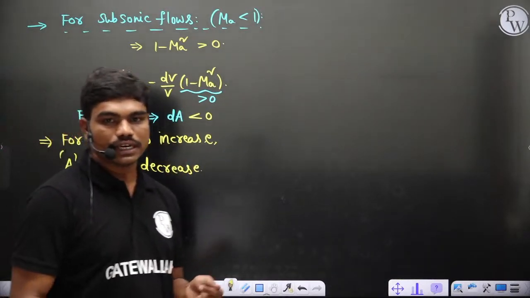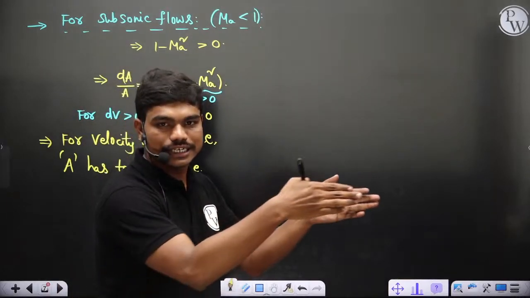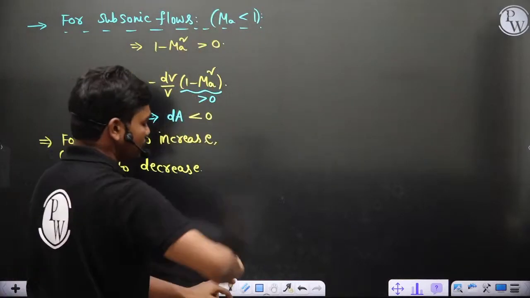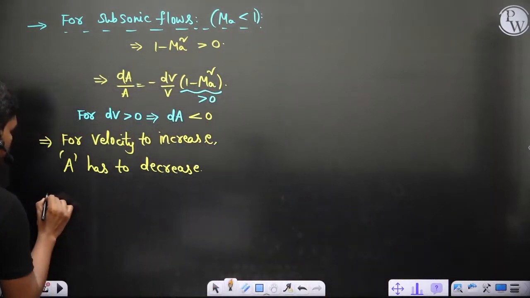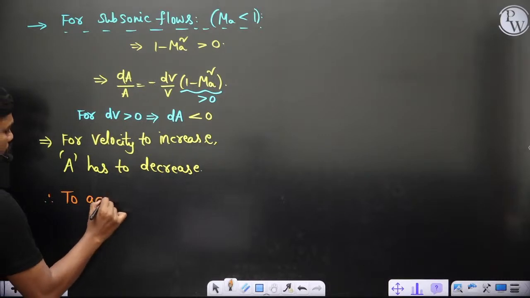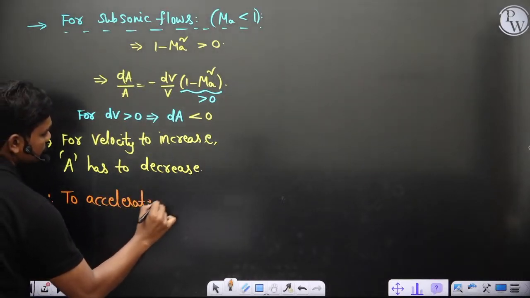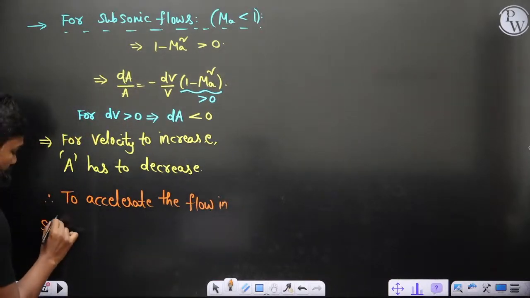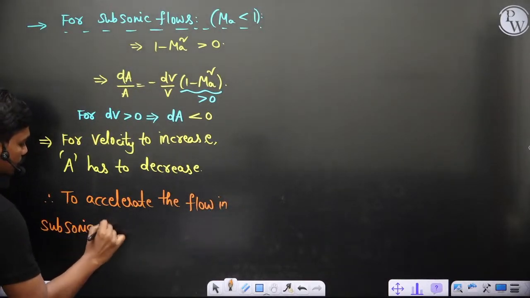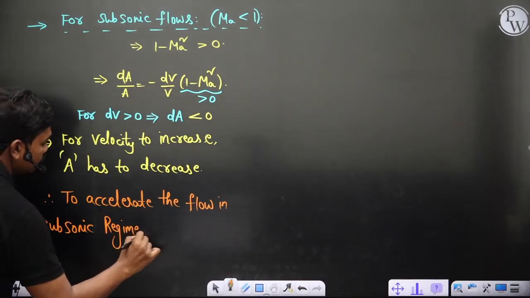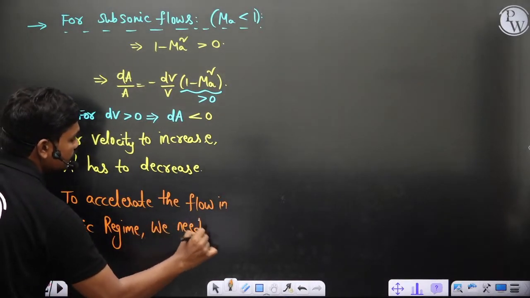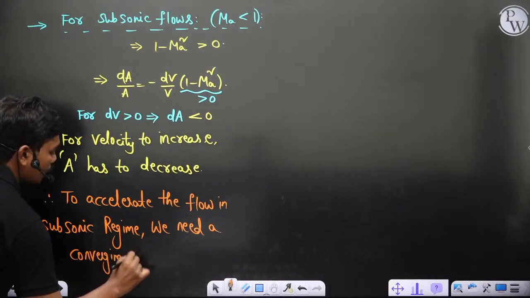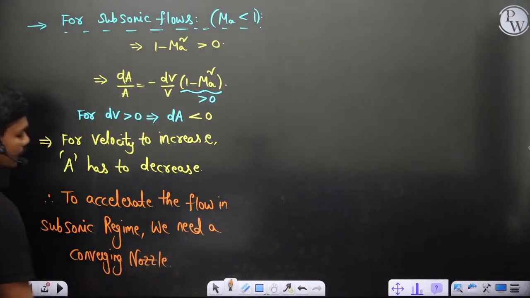That means your nozzle, if along the length your area of cross section is decreasing, the type of nozzle for accelerating the flow in case of subsonics is a converging nozzle. So you can see, therefore, to accelerate the flow in the subsonic regime, we need a converging nozzle.